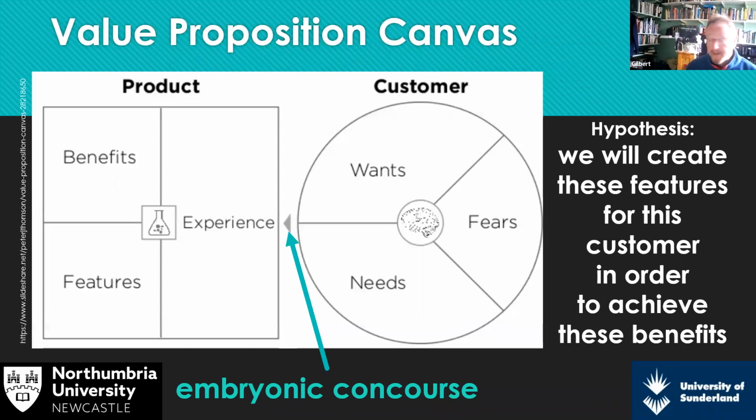This is the value proposition canvas, excellent work by Strategyzer coming out of Alex Osterwalder's PhD at Lausanne. He's a shining example of how to actually get people working with you and to craft examples of design and innovation work. The Business Model Canvas was another thing that came out of his PhD. What you've got here is an embryonic concourse. You've got buckets of brainstorming either side. What you haven't got yet are any explicit connections as to why these features address these wants or needs or fears, and why these features will develop these benefits and these experiences. But it's a starting point.